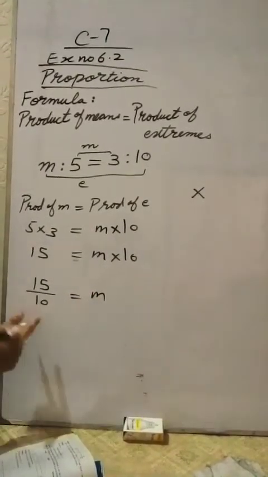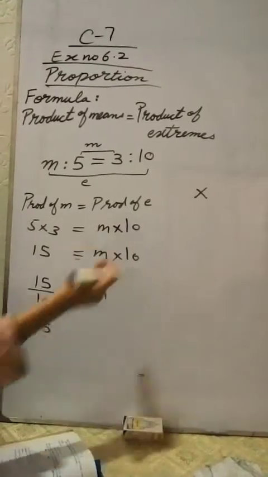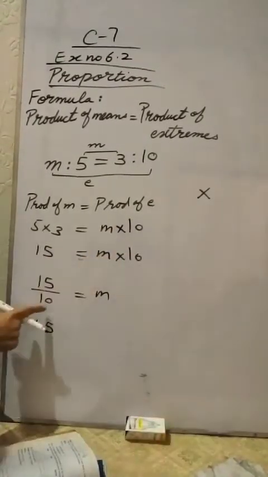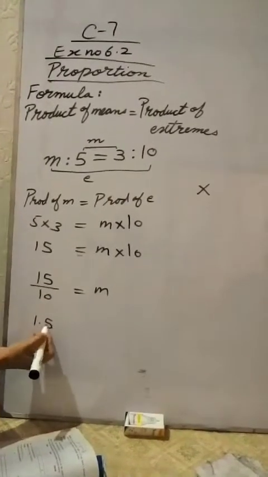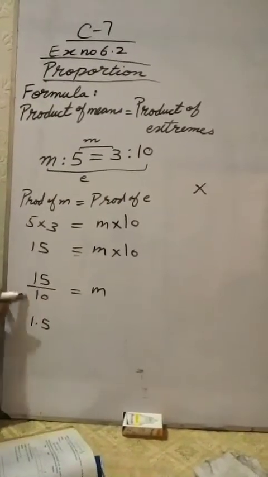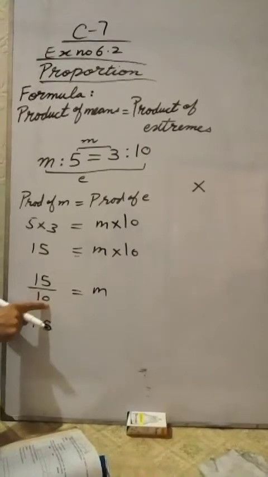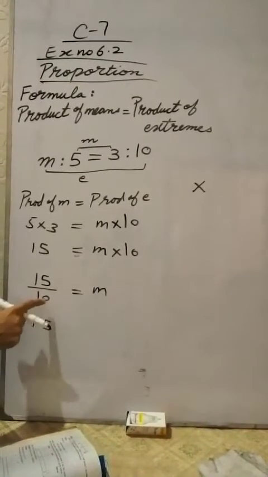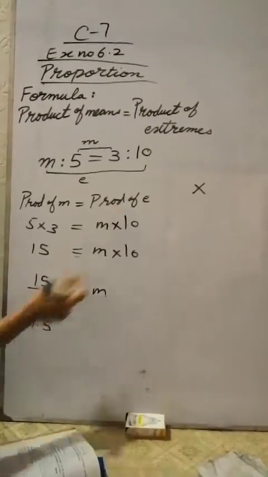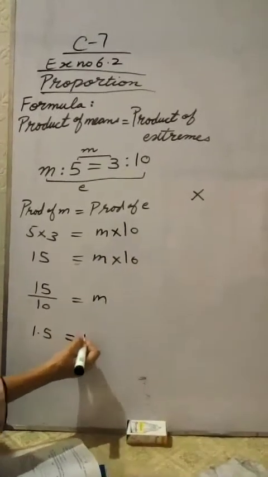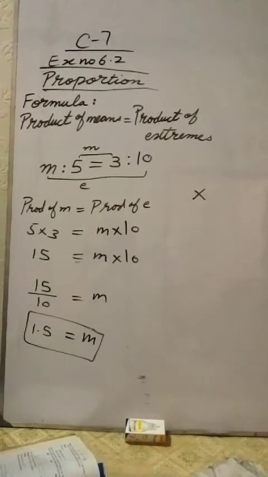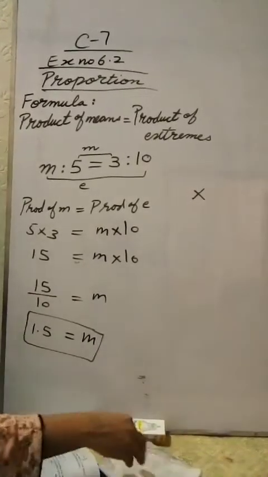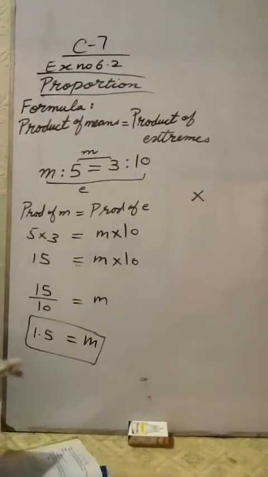Now 15 divided by 10, its answer will be 1.5. You can check with division, and you can see how many zeros we have. Only one. So after one digit you can put the decimal. If we have only one 0, you need to put the decimal after 1 point, and you can check with the division. So m is the unknown, and the answer is 1.5. Now I am solving the next question for more understanding.